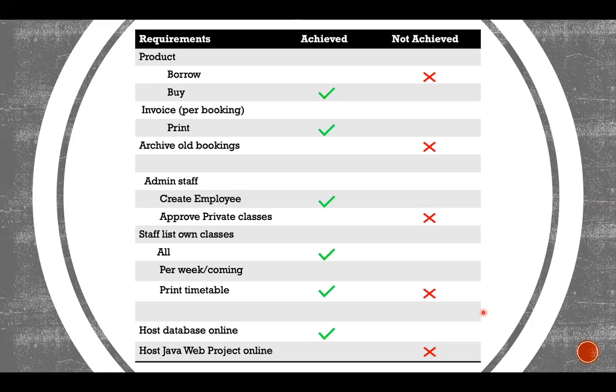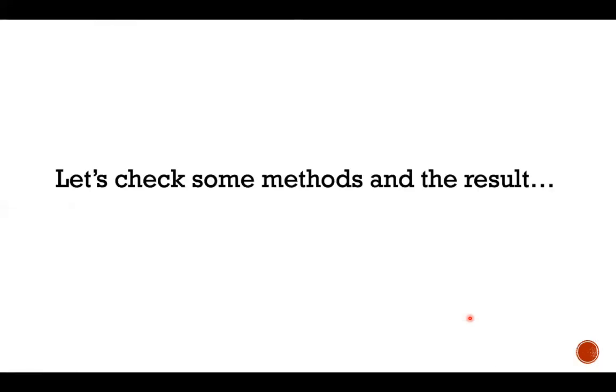I tried using AWS. I tried to use Google Cloud Platform. I tried to use OpenShift, and all of them I wasn't able to deploy. So this is one of the things that frustrates me a lot, and I want to, as soon as possible, deploy online because I want this website working. Fine. So let's check some methods and the results that I do have.